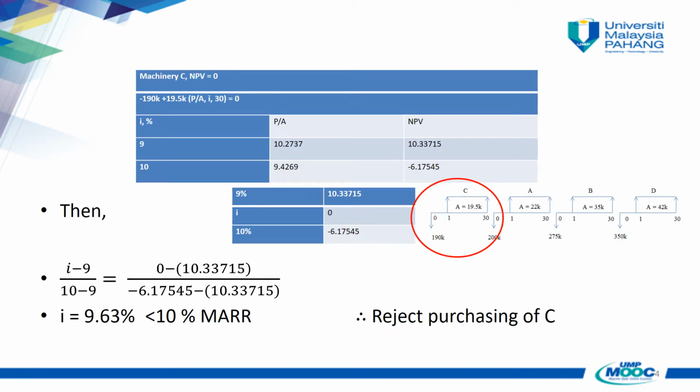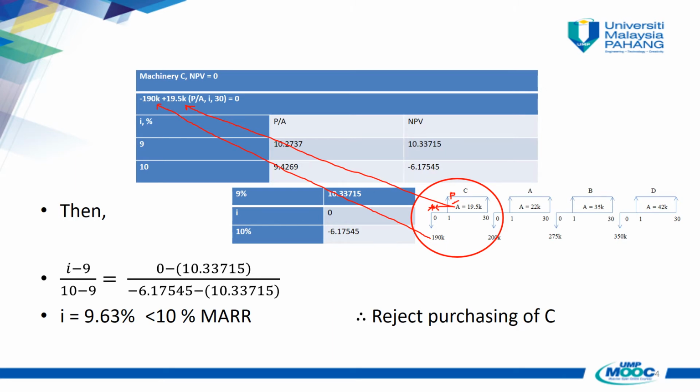First thing first, we need to highlight the NPV for machinery C. Starting with machinery C, negative 190 here, plus 19.5 thousand. Finding P when I know the A, because this is A, so we want to find out at year 0. So this becomes finding P when you know the A, at 19.5 thousand, equal to 0.